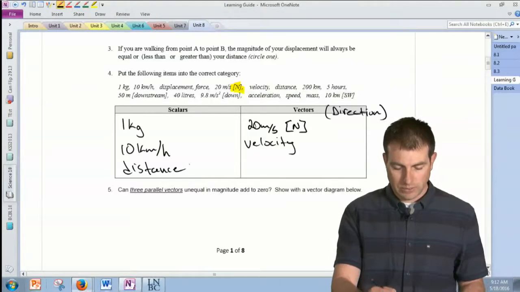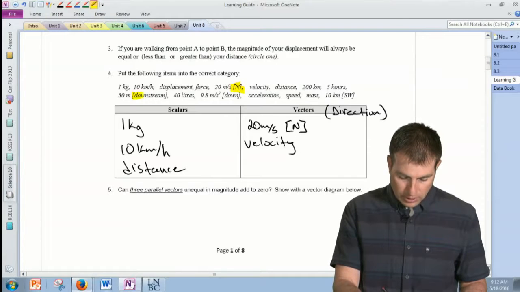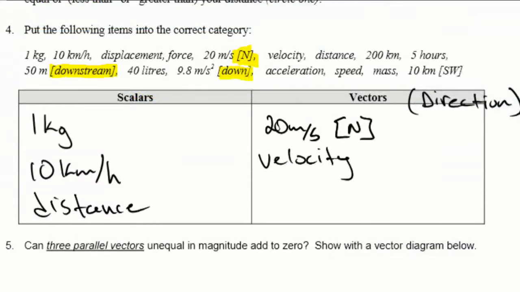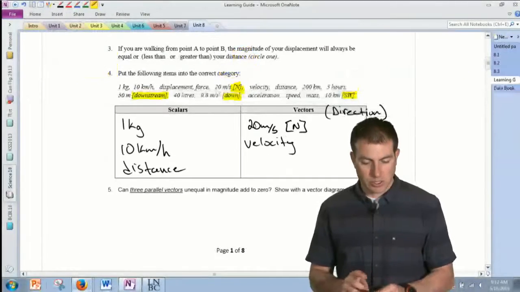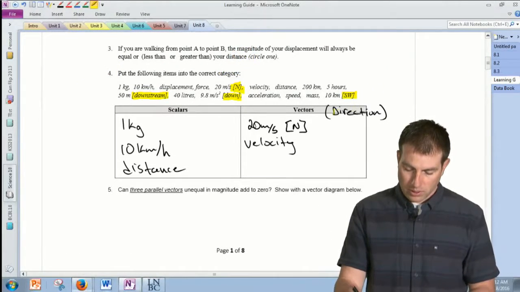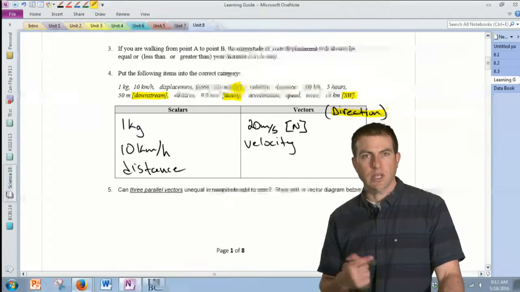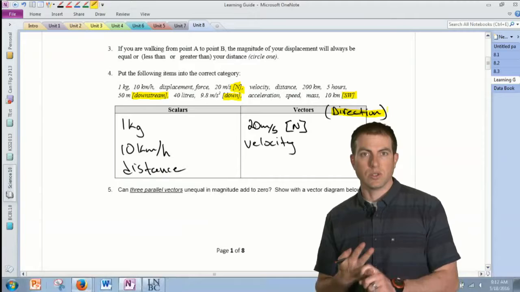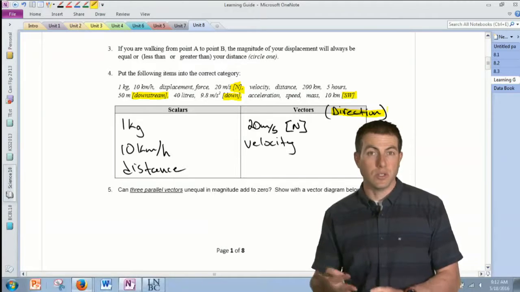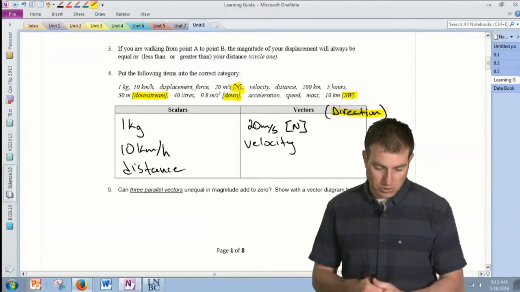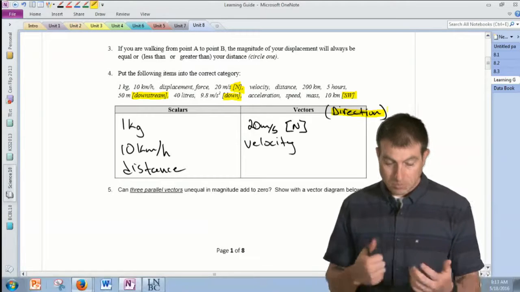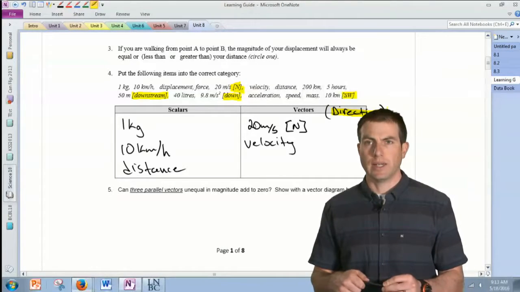So generally speaking, if you see something like downstream, down, southwest, these all have directions associated with them. So as soon as you see a direction, you know you are a vector. There are a few exceptions in here, things like velocity and acceleration. Those are vectors. We always include a direction with those, but generally speaking, for the examples that are there, you should be all right with that.